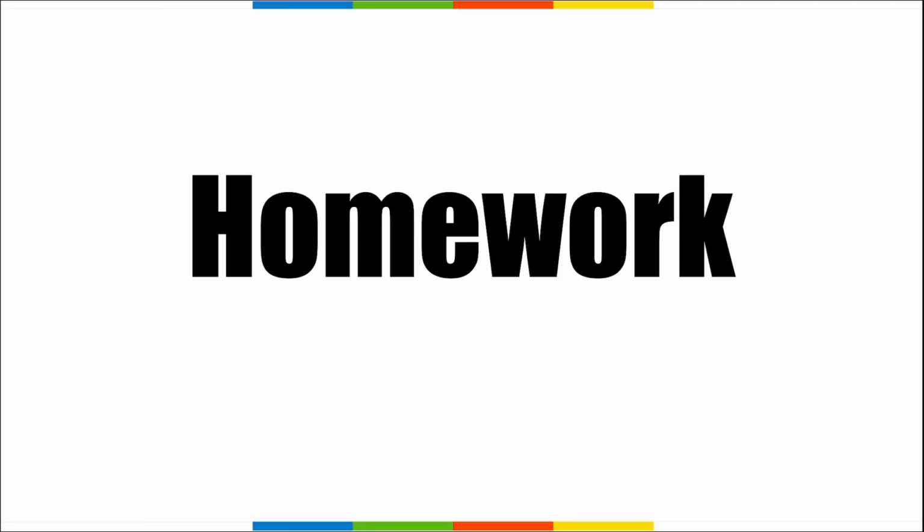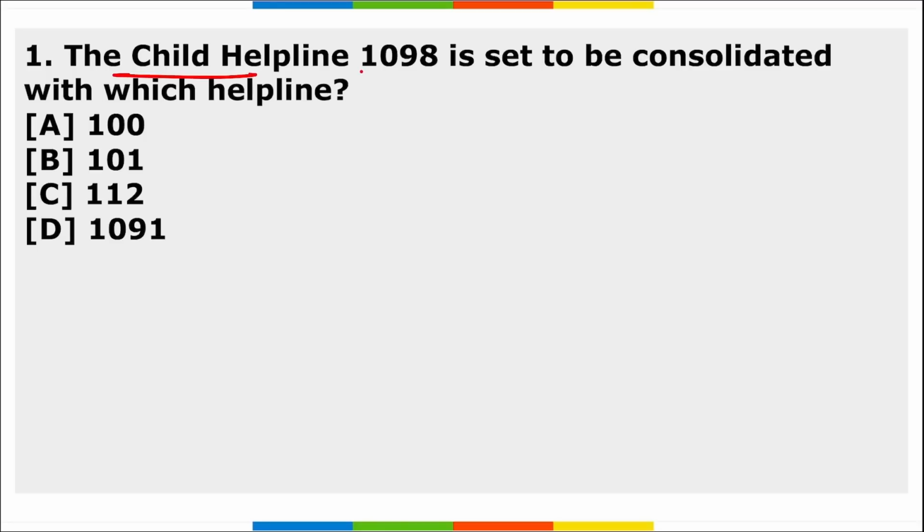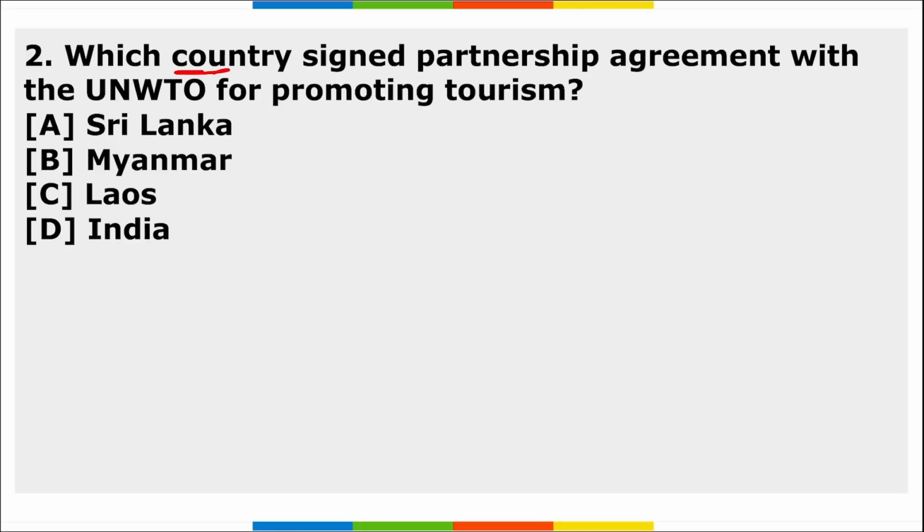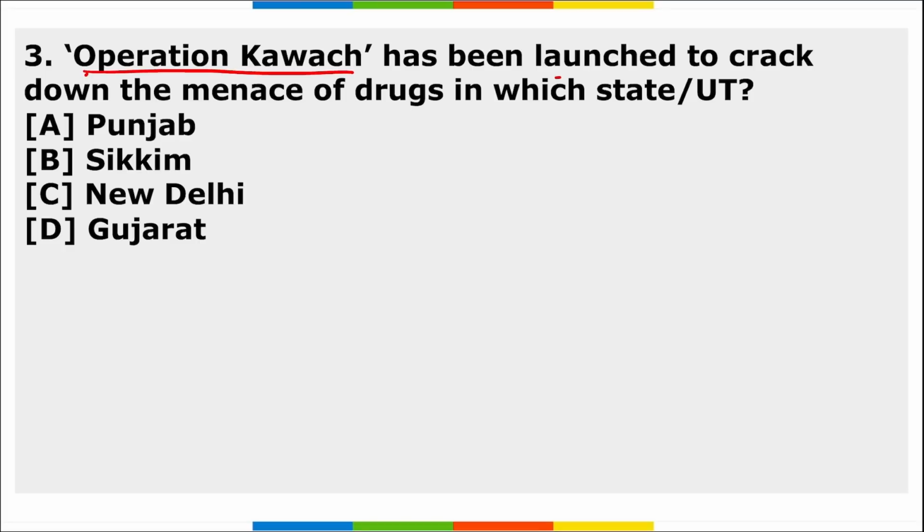Now let's move to the homework section. The child helpline 1098 is said to be consolidated with which helpline? Next, which country signed a partnership agreement with UNWTO for promoting tourism? Next, Operation Quach has been launched to crack down on the menace of drugs in which state and union territory? So these are your 3 homework questions, friends.